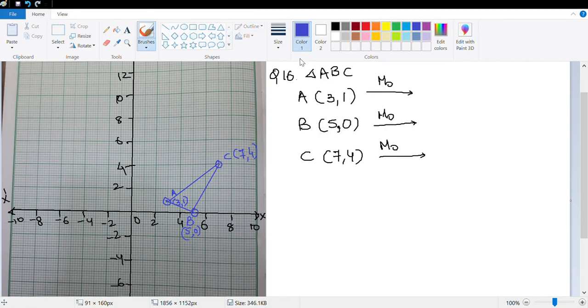Next, let's look at what they want. Then they say, on the same diagram, draw the image of the triangle ABC under reflection in the origin. So when I reflect in the origin, what will change?